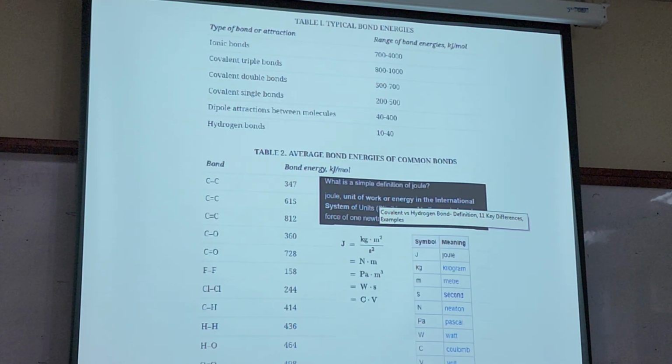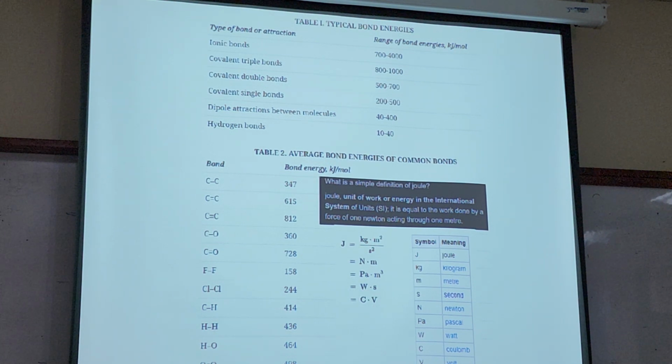Okay, right. So this is to give you the perspective about the energy and its relation to the bonds to be broken. For example, like this. You have your ionic bond, covalent triple bonds, all the way to dipole interaction and hydrogen bond. The bond energy means how much energy is needed to break the bond. You can see that the hydrogen bond compared to the ionic bond is rather weak. It's very easy to break it.